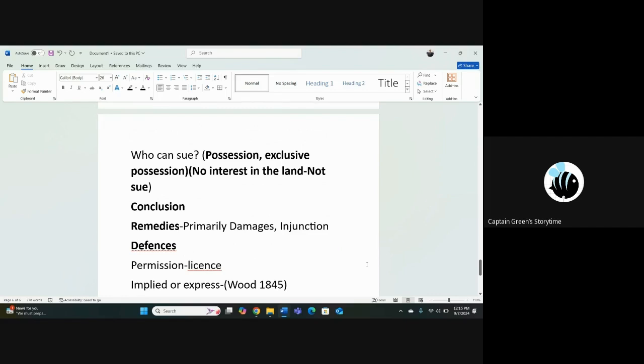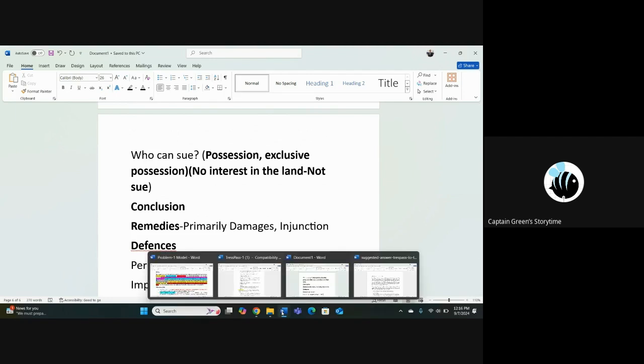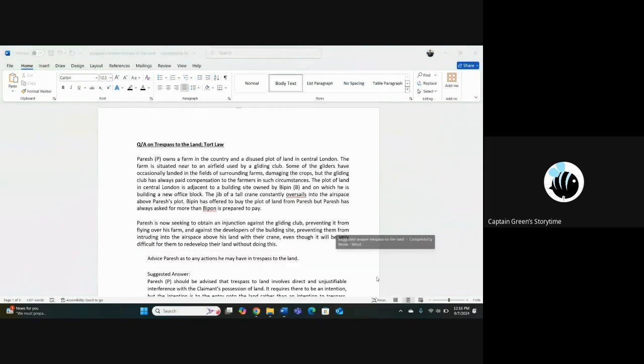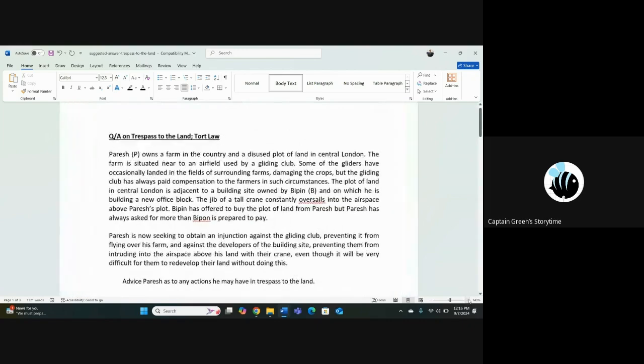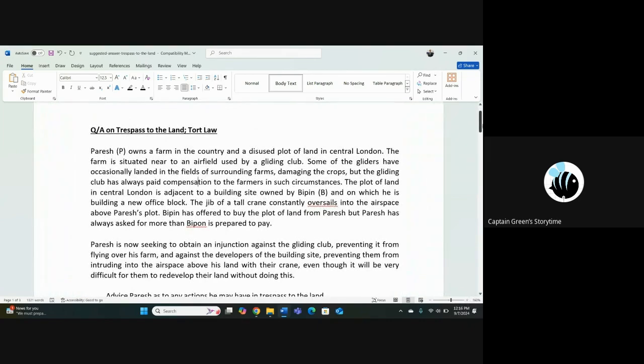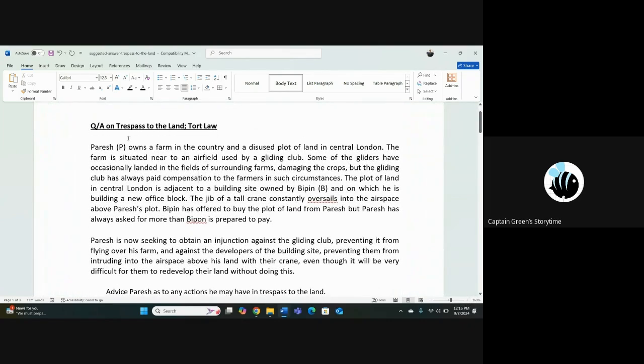Now let's go towards the solved problem of trespass to land. From the exam point of view, trespass to land is not important. The only topic which the examiner will mostly cover is trespass to person, which we have covered in detail. So it is the most important one. We are doing this only for the concept in case it is examined. So this is a question on trespass to land regarding tort law. Now let's dive into the problem question.